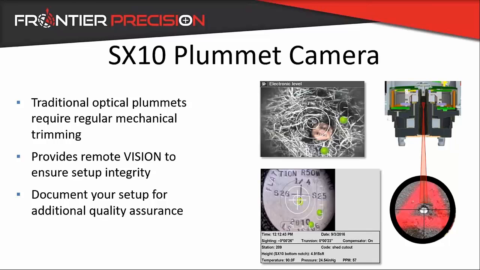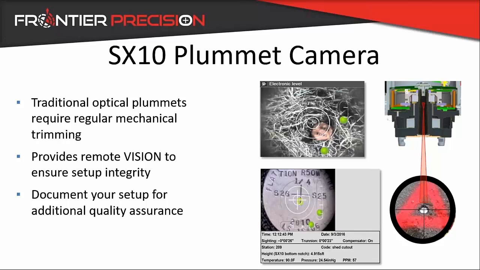I mentioned earlier a little bit on the Trimble SX10 that has a plummet camera as well for site documentation. You can see the bottom image here shows a picture of a brass cap, and it has a time and date stamp. It has my sighting and trunnion level, whether the compensator was on or off, my station point, my code, my instrument height, temperature and pressure, and a part per million.